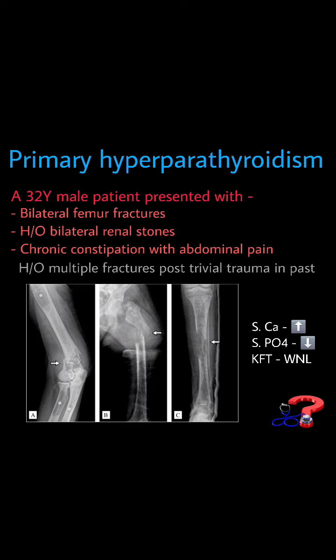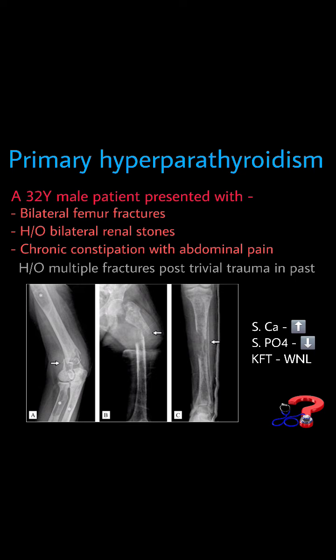And to perform the better management, firstly we need to diagnose this condition, and to basically localize where the pathology is, we can do blood tests. In the blood test we can get serum calcium level, ionized calcium level, and kidney function test, along with the serum vitamin D3 and phosphate levels.